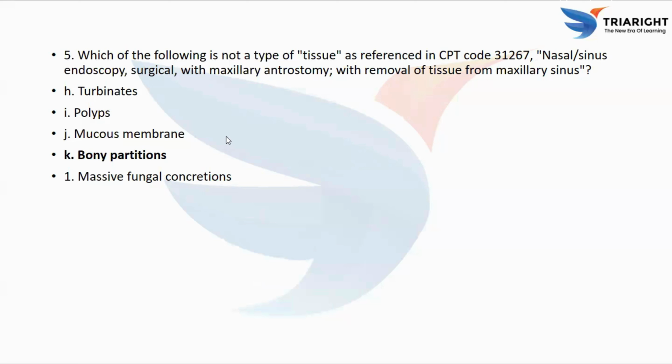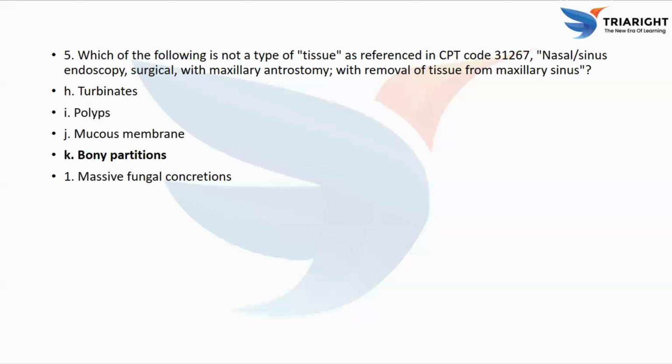So why is it bony partitions? What counts as a tissue in this code? Tissue includes soft, diseased or abnormal material, such as polyps, which are abnormal soft tissue growth; mucous membrane, the sinus lining; massive fungal concretions, which are fungal balls; inflamed tissue or debris inside the sinus. So removing any of the above qualifies as tissue removal for CPT 31267.